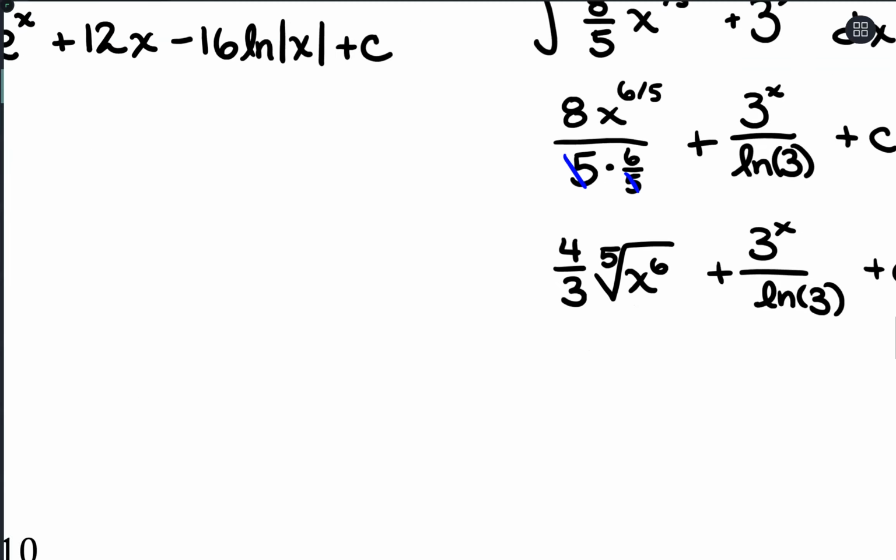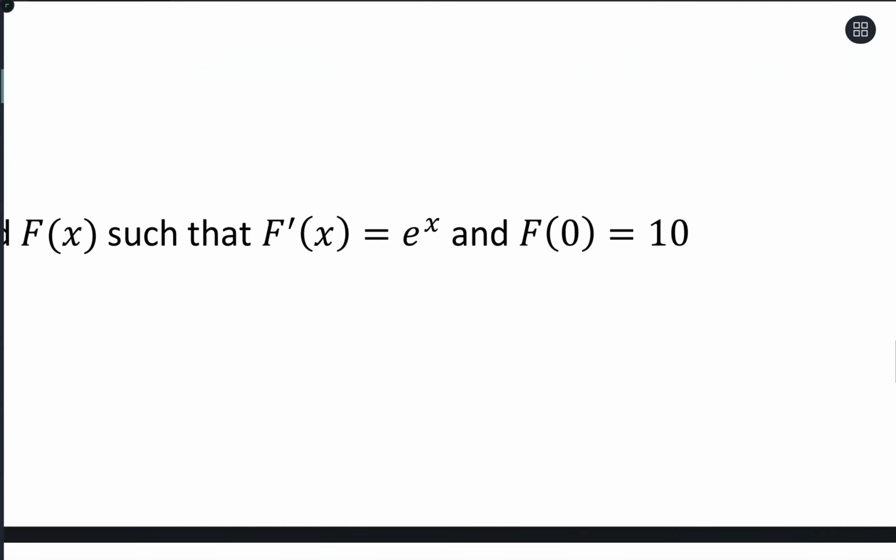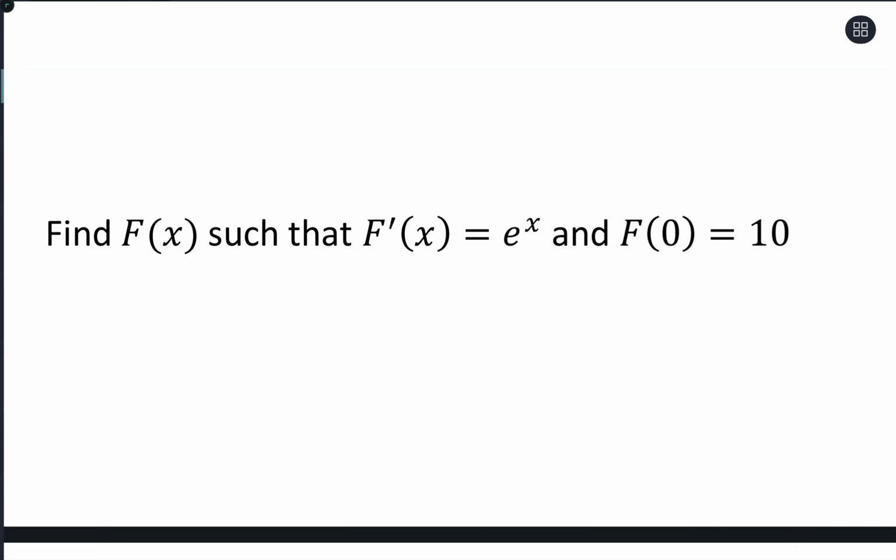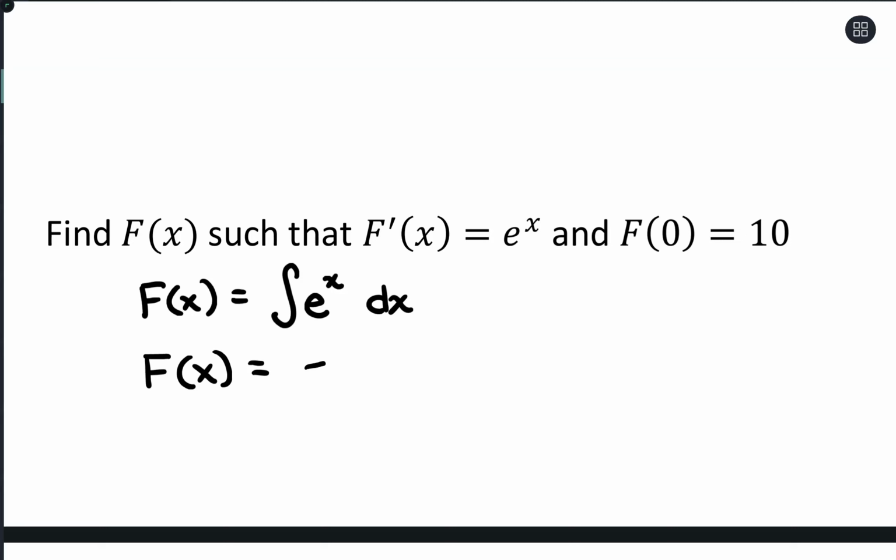All right, the last one here that I want to go over is a case where we could find the value for c. So find capital F of x such that the derivative is equal to e to the x. So we want to take the antiderivative of e to the x dx, given that our antiderivative function has this relationship that F of 0 is equal to 10. So we're finding our antiderivative function by taking the antiderivative of e to the x. So if we take the antiderivative, we'll have e to the x plus c.